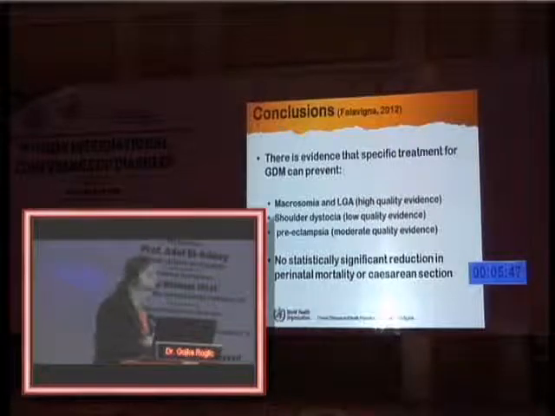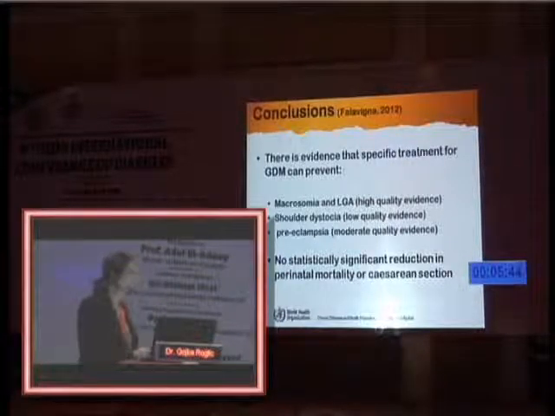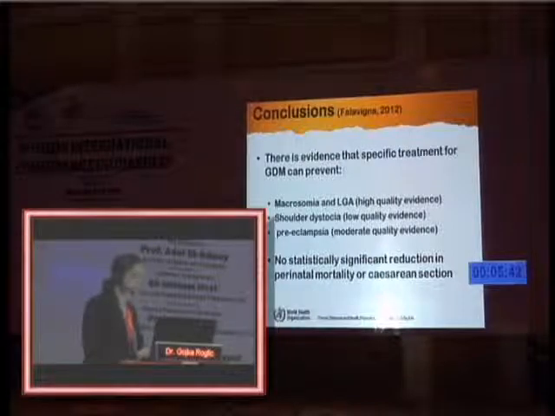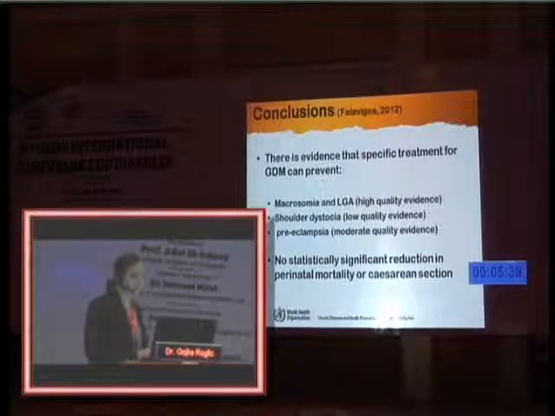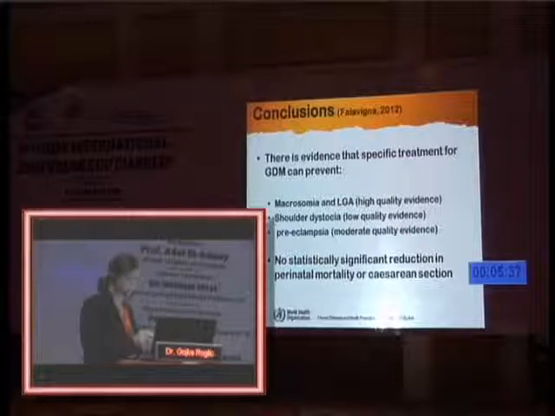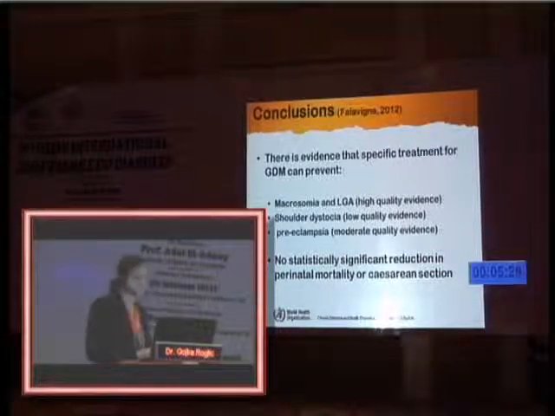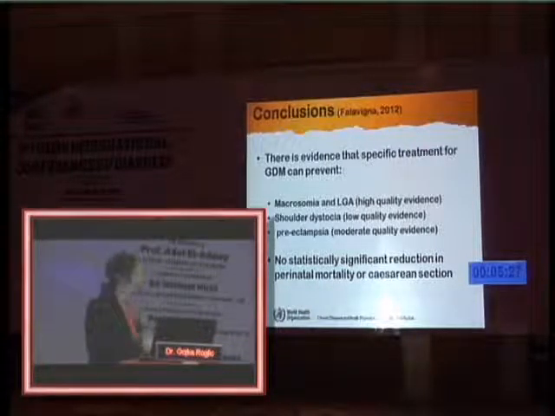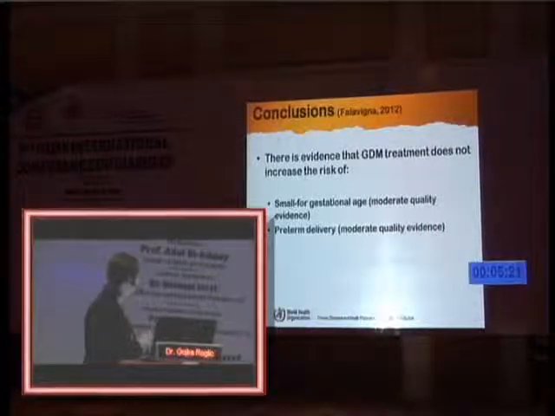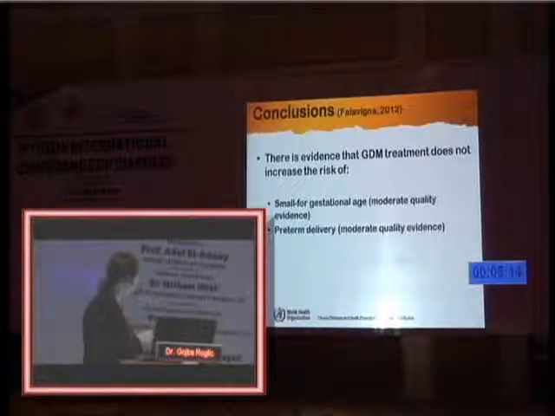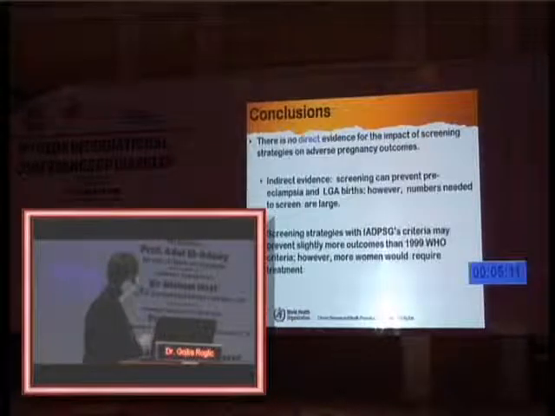So the conclusions are that treatment can prevent macrosomia and large infants, can prevent shoulder dystocia, and can prevent preeclampsia, and the only high quality evidence is for macrosomia and large babies. And no statistically significant reduction in perinatal mortality or cesarean section. And there is moderate quality of evidence that it will not make small for gestational age babies and not cause preterm delivery.